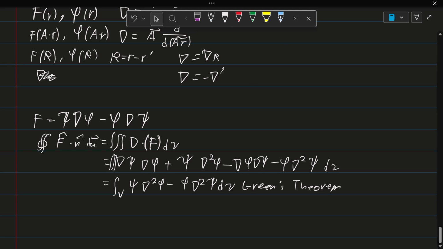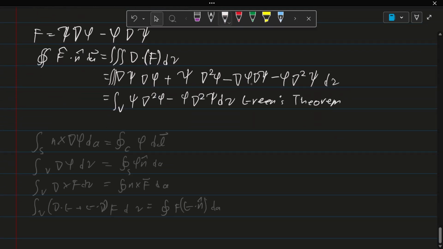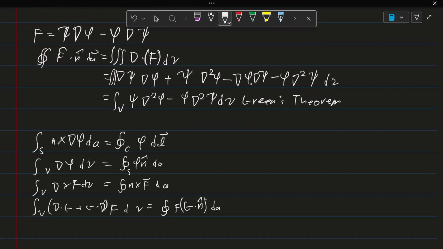The other properties of vector integrals are as follows. So these are the four vector integral theorems that you should keep in mind.